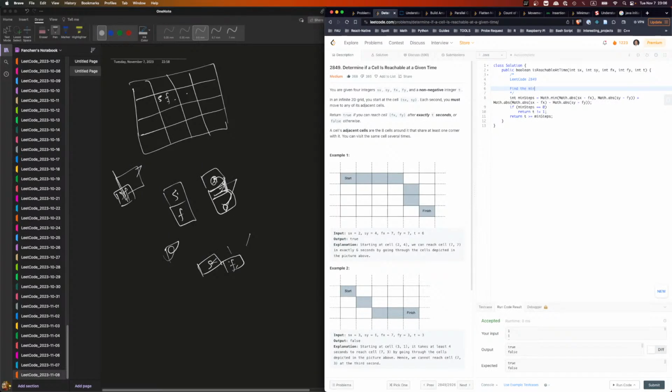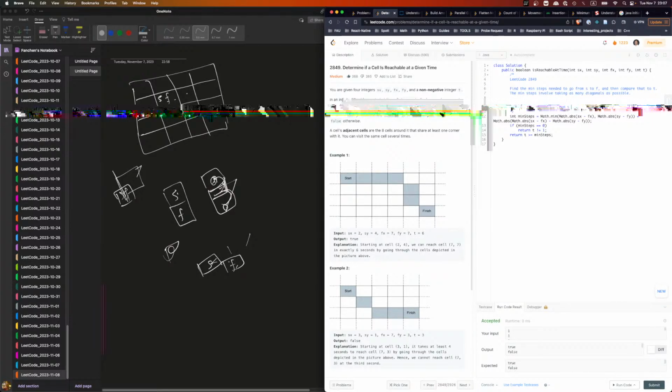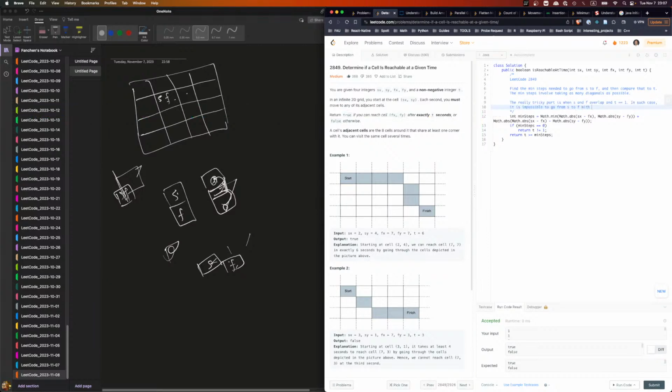Find the minimum steps needed to go from S to F, and then compare that to T. Now the min steps involve taking as many diagonals as possible. The really tricky part is when S and F overlap and T is equal to 1. In such a case, it is impossible to go from S to F, right? With one step.